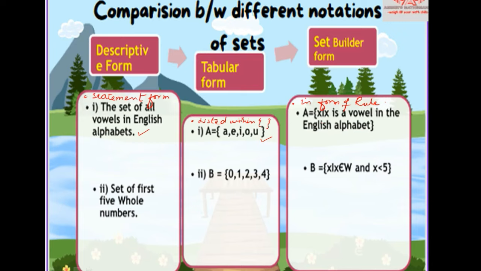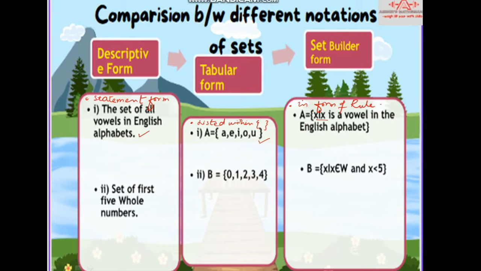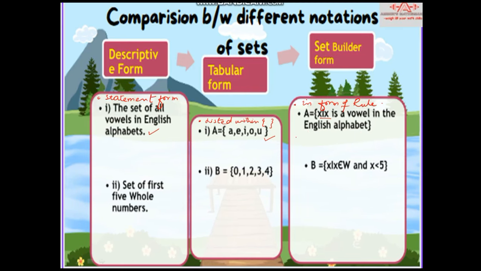And if we are going to write it in set builder form, we have to write it in the form of a rule: X, where X is a vowel in the English alphabet. Actually this set builder form is an extension of descriptive form.